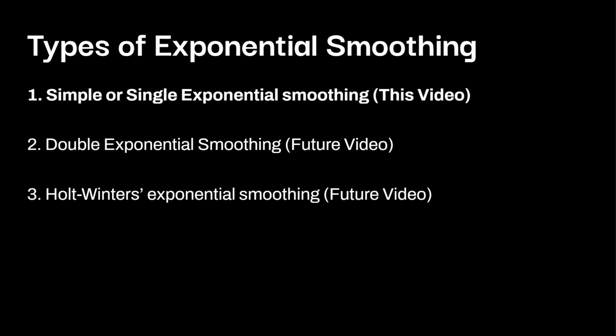So there's three different types of exponential smoothing. You have simple or single, which is going to be in this video. The next video is going to cover double exponential smoothing. And then last, we're going to cover Holt-Winters exponential smoothing. So these will be all in a row in this playlist. I don't know for sure if this is the upload order of videos on the channel, but if you are following along with the playlist, this is how you'll learn about exponential smoothing.